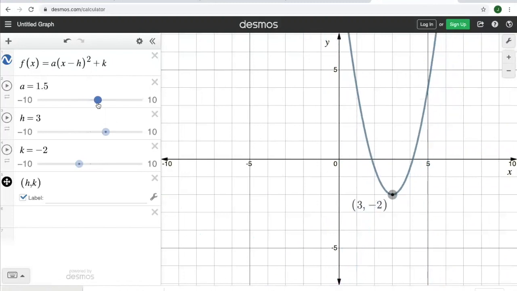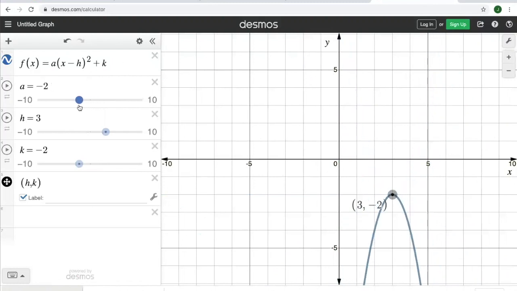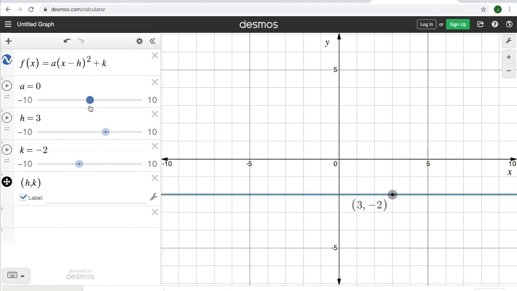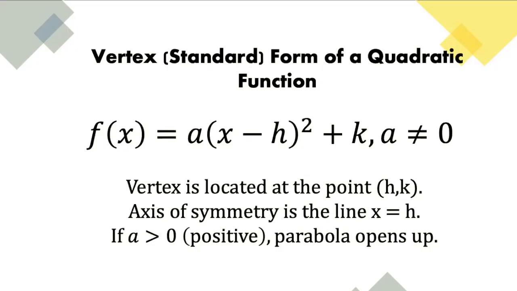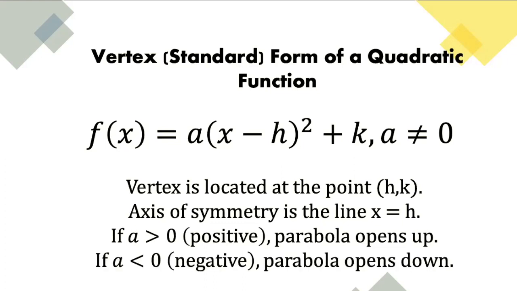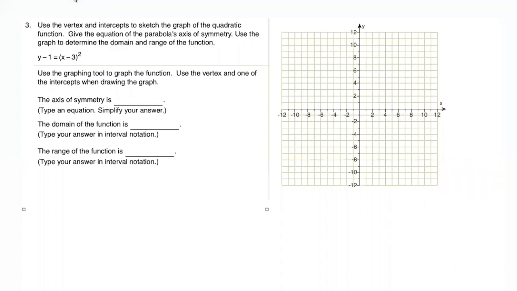So when a is positive, it opens up. When a is negative, it opens down. And a cannot be 0, because when a is 0, you no longer have a parabola. In fact, you just have this straight line. If the a value is bigger than 0, that means it's a positive number, and that will make the parabola open up, or teachers usually call it smile. If a is less than 0, meaning it is a negative number, the parabola will open down, which means it will frown.